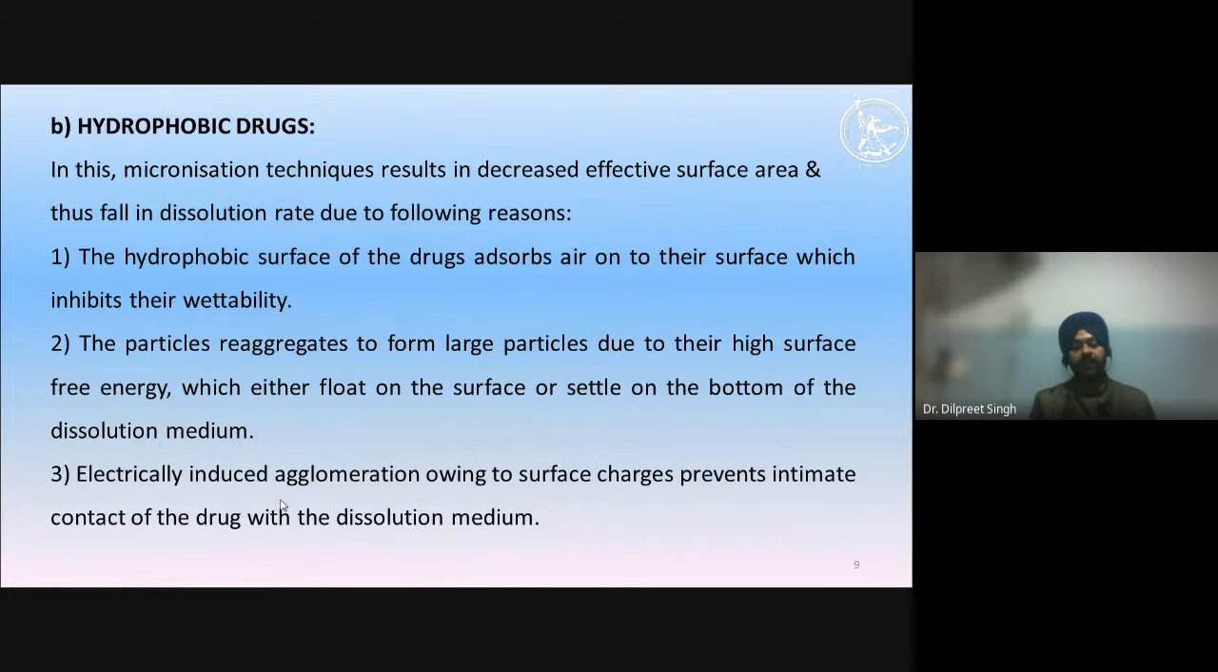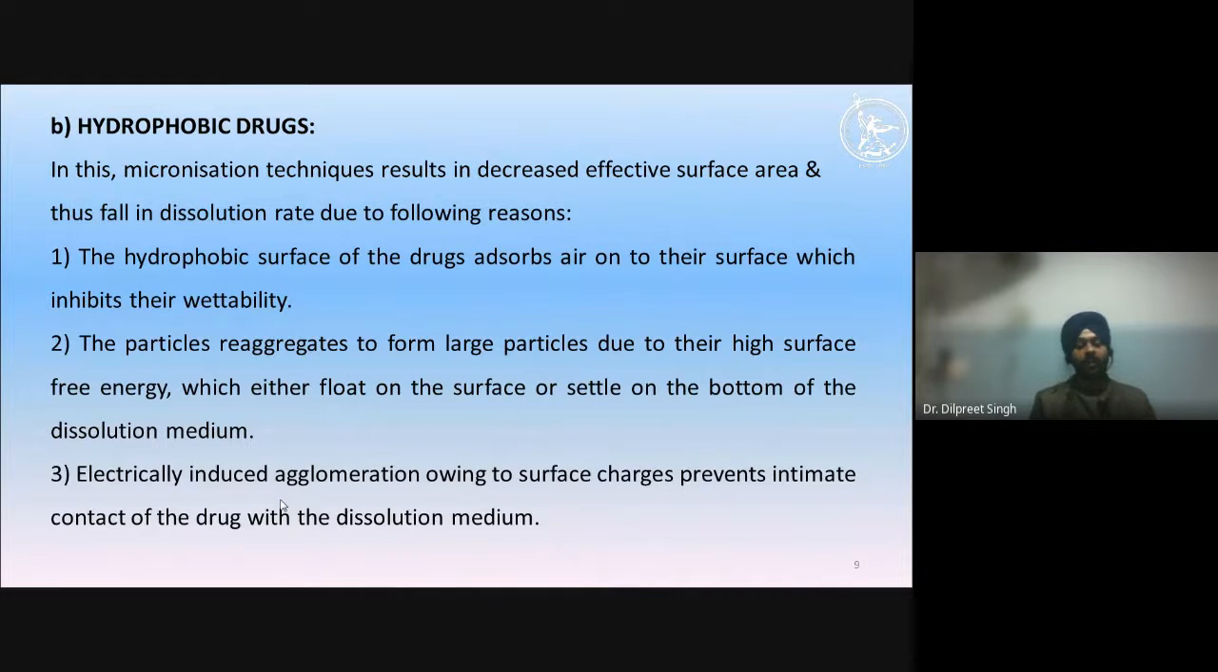The second point is particle aggregation. The aggregation causes the particles to move into the macro range. The larger particle size causes high free energy, so the particles either float on the surface or settle down at the bottom of the dissolution medium. The flotation causes reduced solubilization behavior, and it causes poor dissolution and bioavailability.